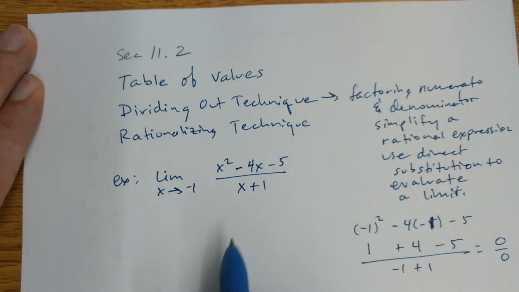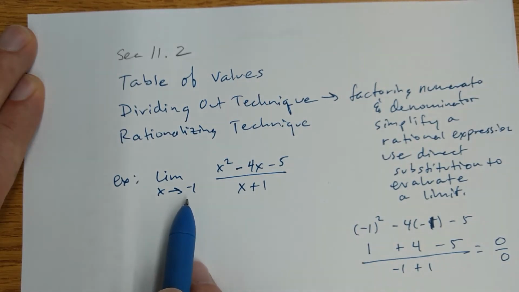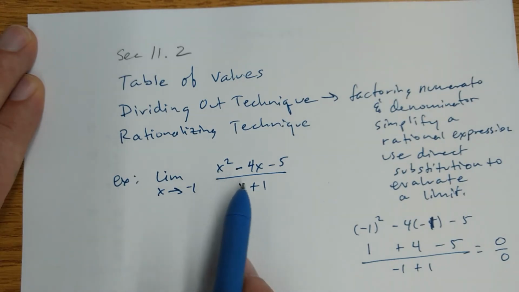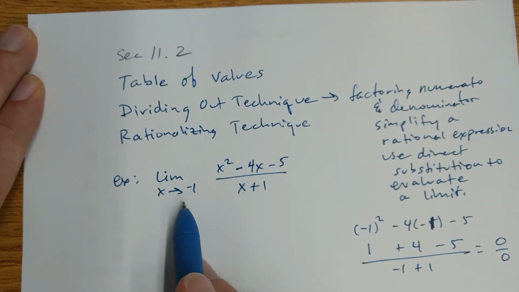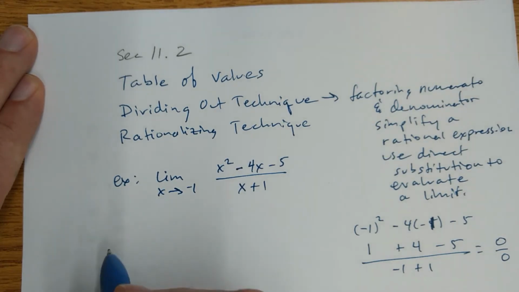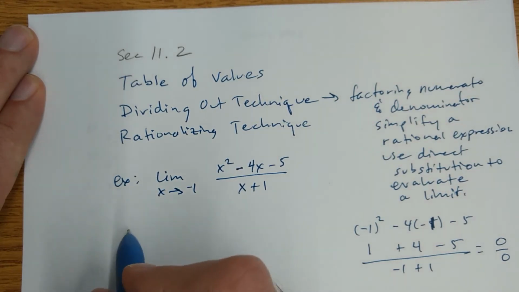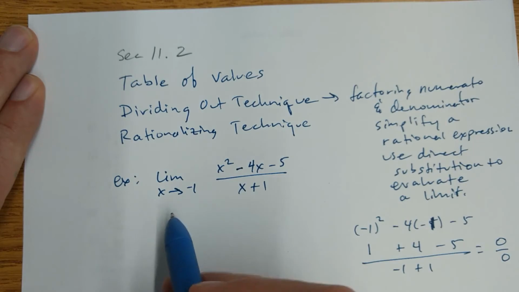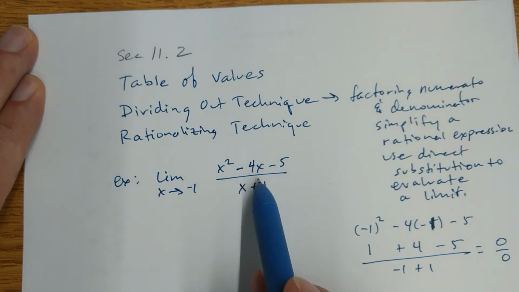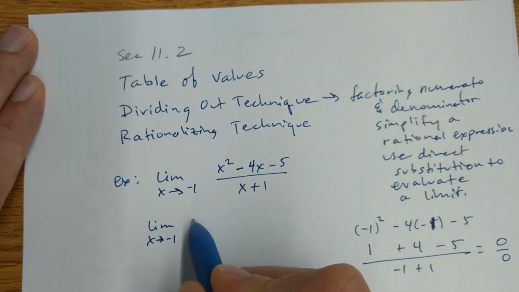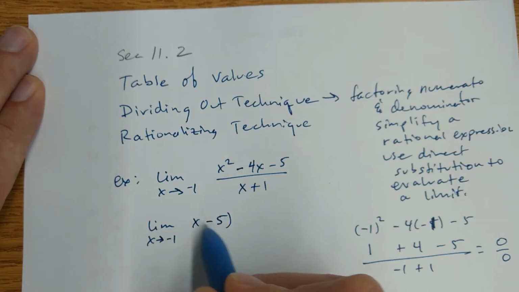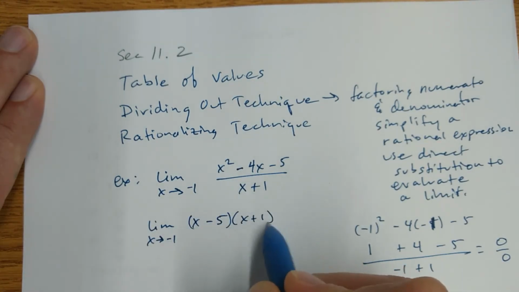We could use our table with the -1 in the middle of the table and find out what happens to this rational expression as x gets really close to -1 from the left side and the right side. Or we could use this dividing out technique. So instead of evaluating the limit as x approaches -1 of x squared minus 4x minus 5 over x plus 1, let's factor the numerator into x minus 5 times x plus 1.